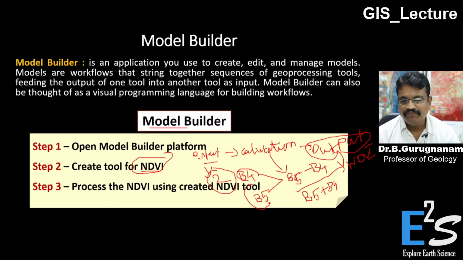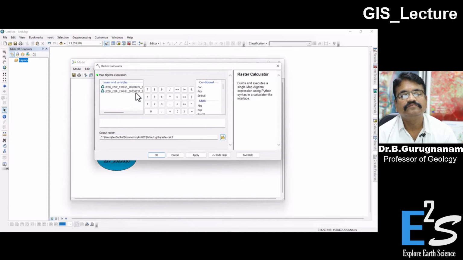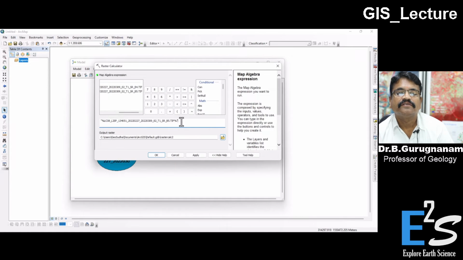Now we have taken B4, B5. This is the formula applied, NIR minus R over NIR plus R, that is the NDVI output. So now I will have to take this data and assign this minus this over float this B5 plus B4, right? As a raster calculator, you give OK.